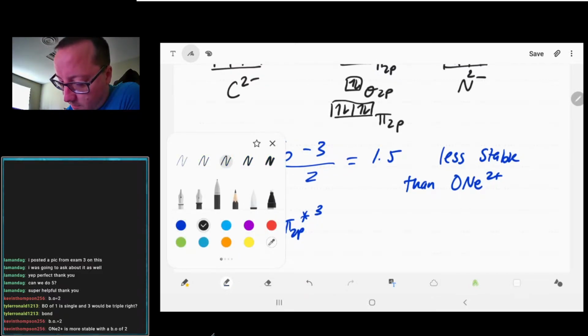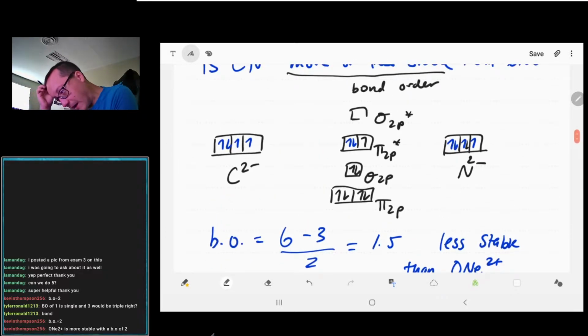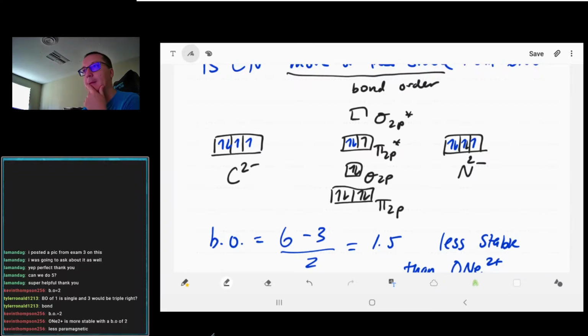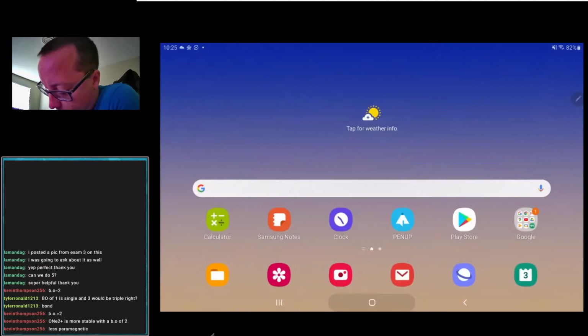Is this going to be more or less paramagnetic than the previous one? It's still paramagnetic, right? But would we expect this one to be affected by magnetic fields more or less than the other one? Right, it's going to be less paramagnetic because there's only one unpaired electron.